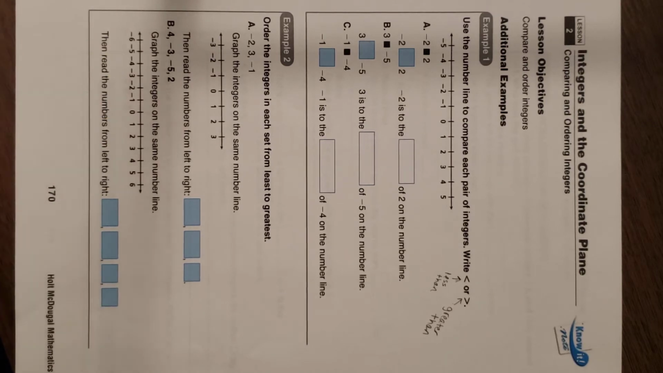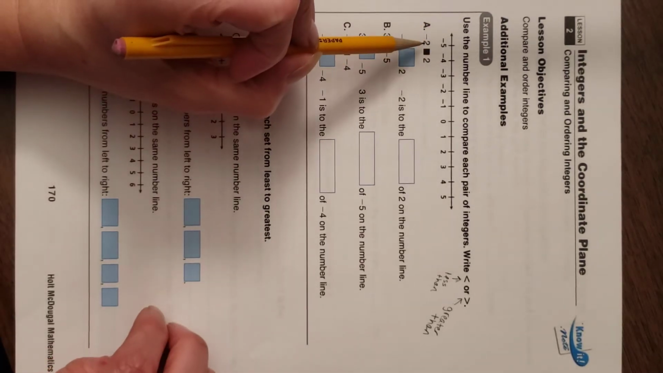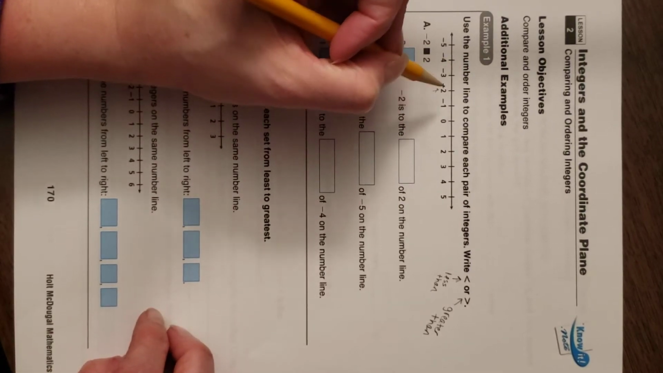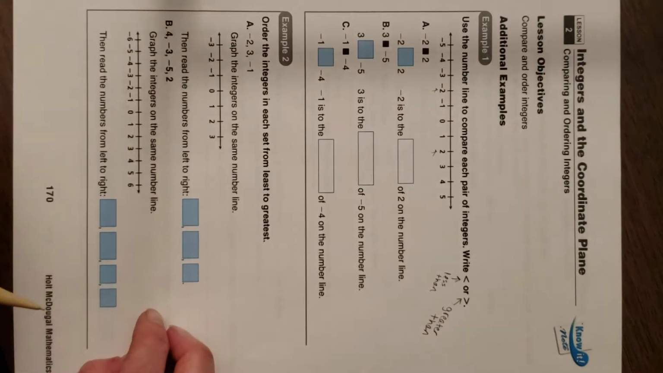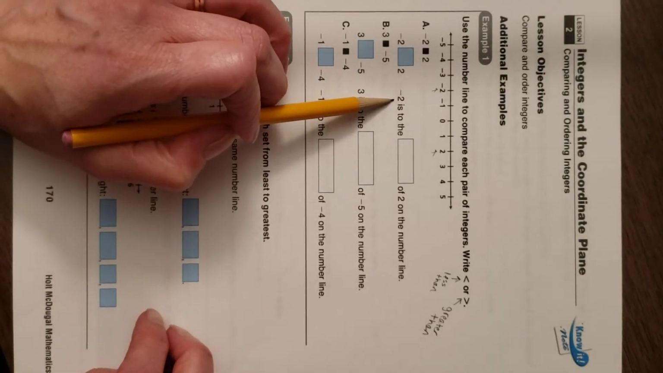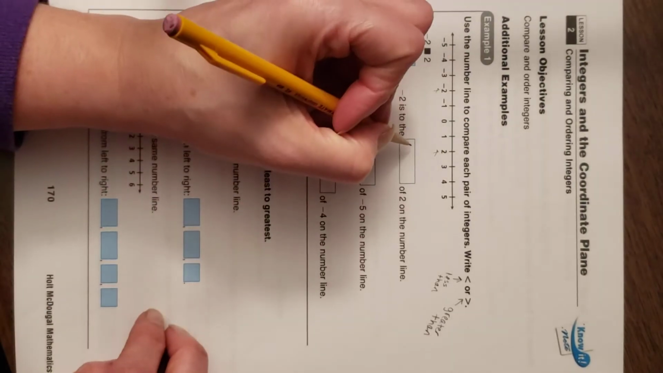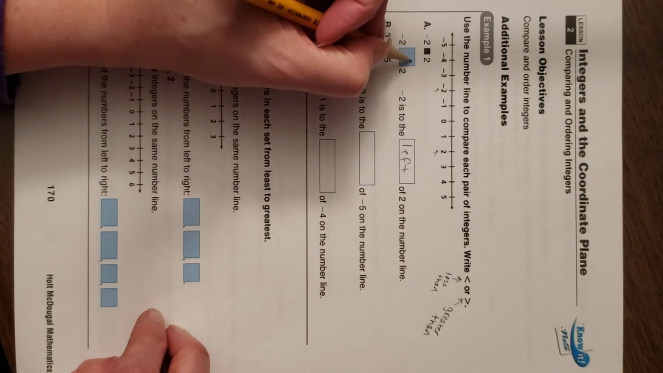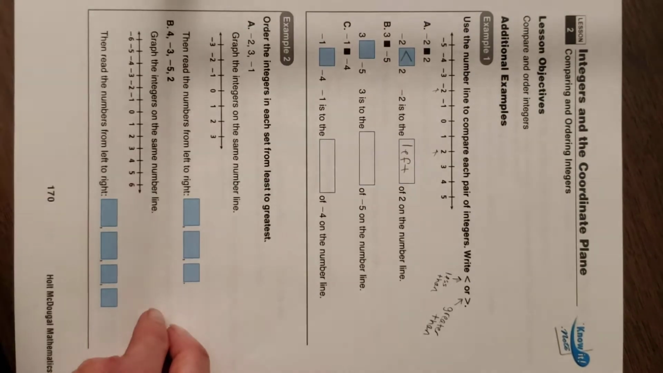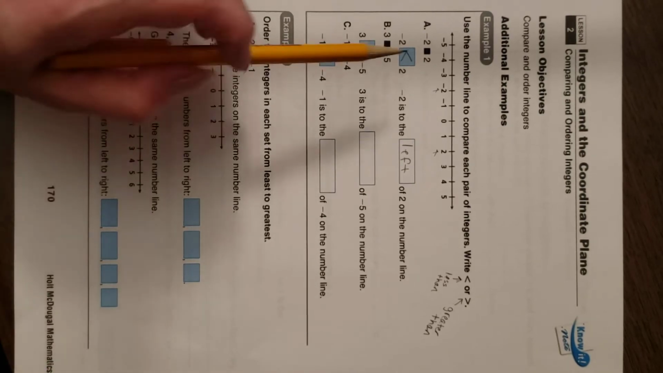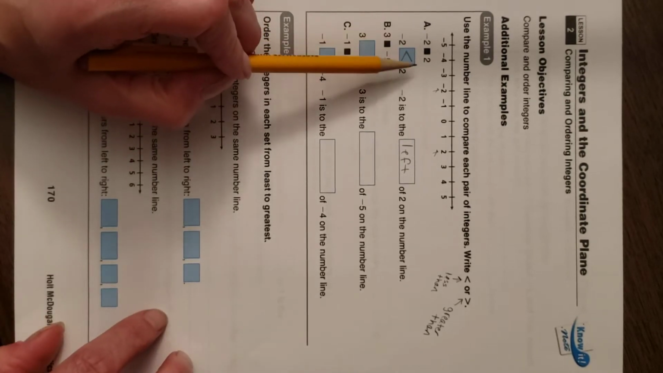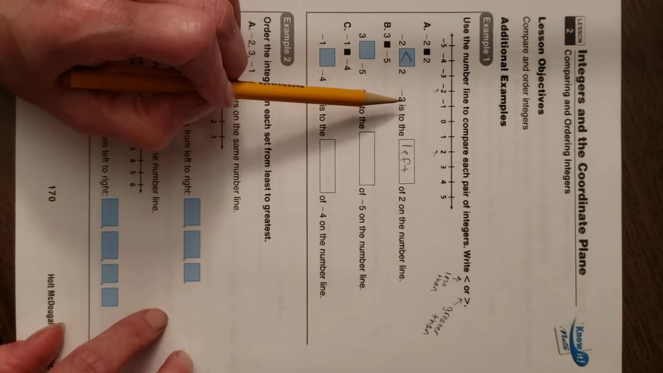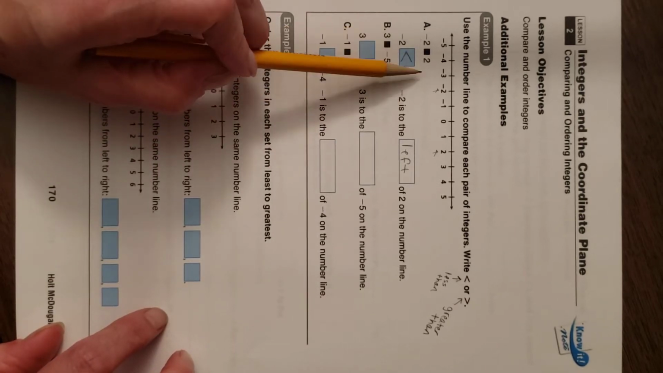All right. So let's look at the first one. Negative 2 and positive 2. Here's negative 2. Here's positive 2. So negative 2 is to the left of 2 on the number line, which means negative 2 is going to be less than 2. Remember, we always read our inequality statements when we're comparing from left to right.